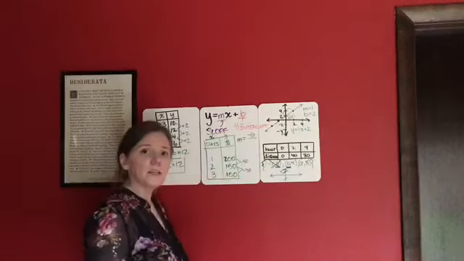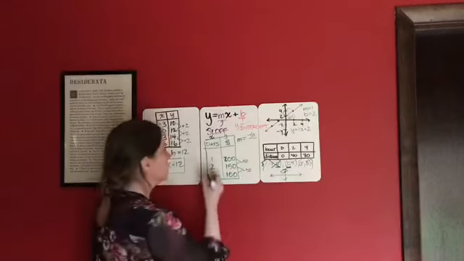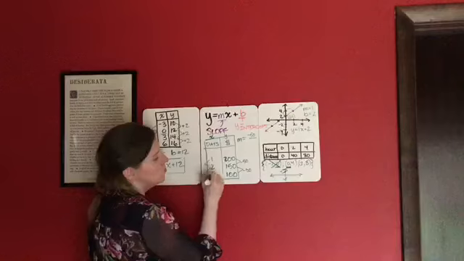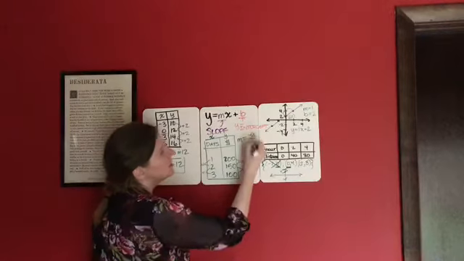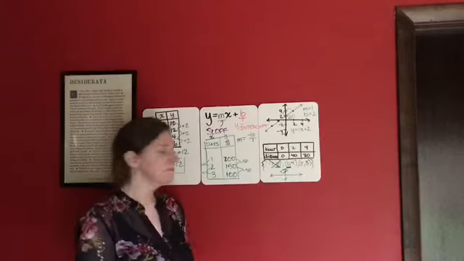And then the bottom part is what's happening in the x's, or the run. 1 goes to 2, 2 goes to 3. So it's going up by 1 each time. So my slope is negative 50 over 1.